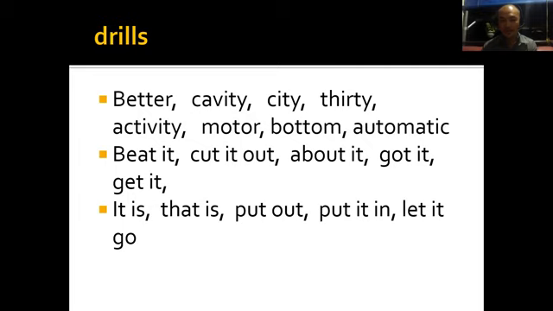So you say beat it, cut it out. You notice here we have a T. Since you have to connect it with the next word, you have to write a small D here. How do you mark it? Write a small d on top of the letter and another small d here. So you have to read these three words as one word. Cut it out. Same here: about it, got it. You don't read them as separate words, but as one word.